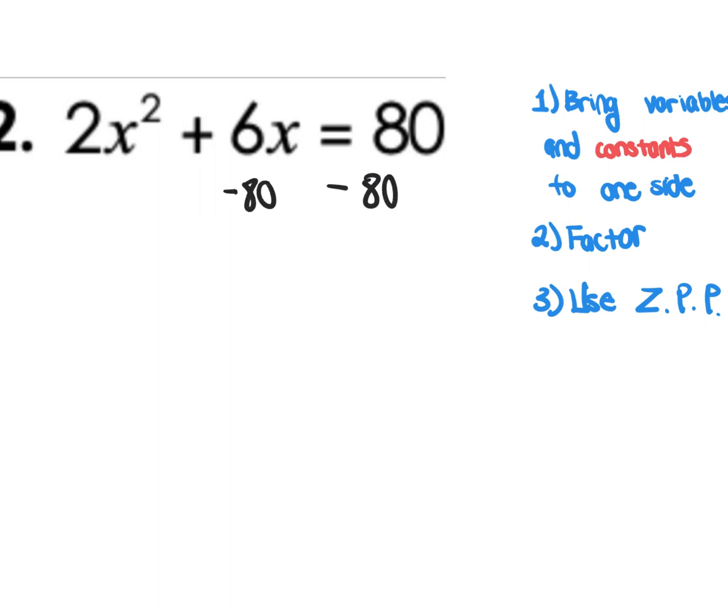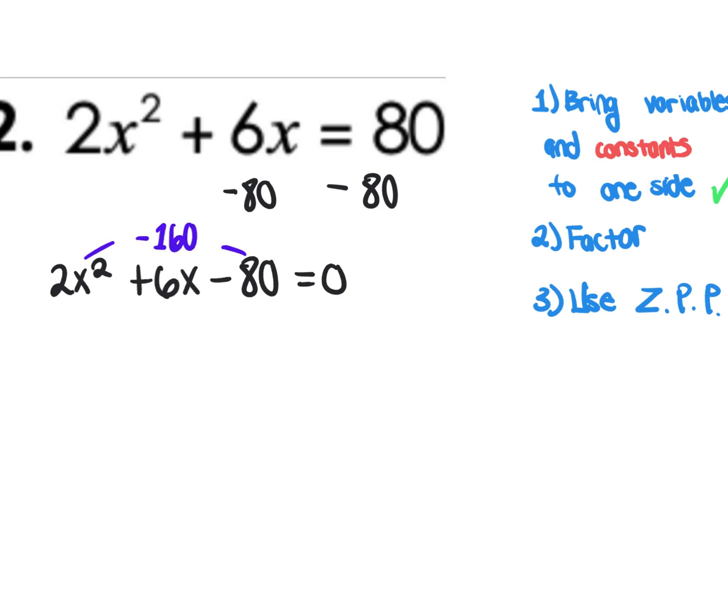So we're going to have 2x squared plus 6x minus 80 equals 0. And then we just did this part. Now we're going to factor. I'm just writing on the board. Okay, so we multiply these two together using the AC method. So we get negative 160x squared. So I need two numbers that multiply to negative 160, and then they're going to add to 6.